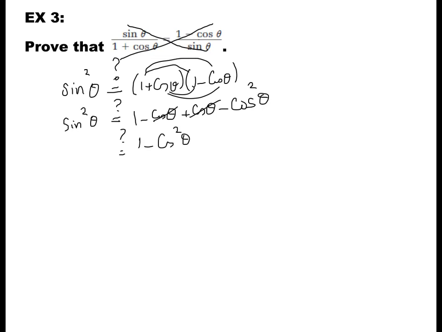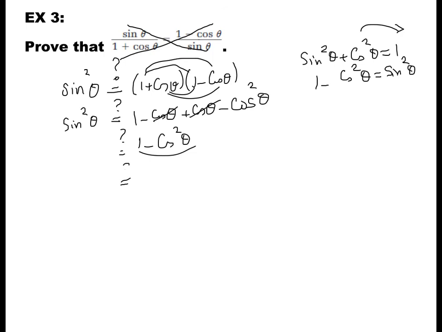But remember the Pythagorean identity, sine squared theta plus cos squared theta is equal to 1. If I move this to the right, I get 1 minus cos squared theta is equal to sine squared theta. So I can replace this with sine squared theta. And you can see that the left is equal to the right, so this is true. This is an identity.